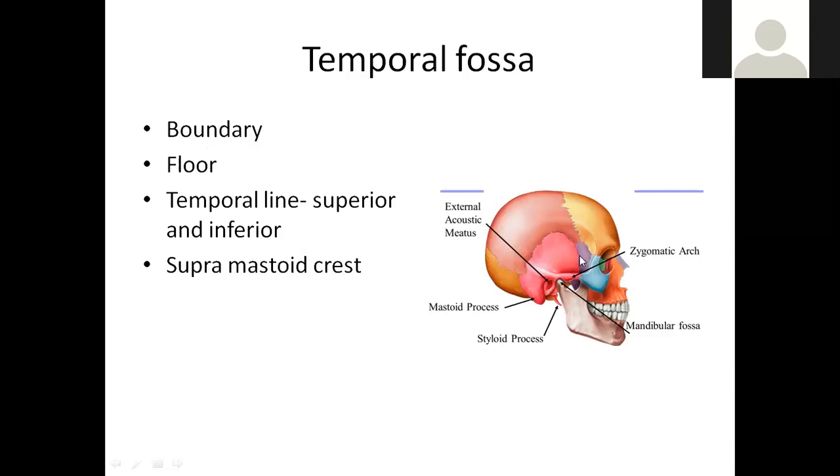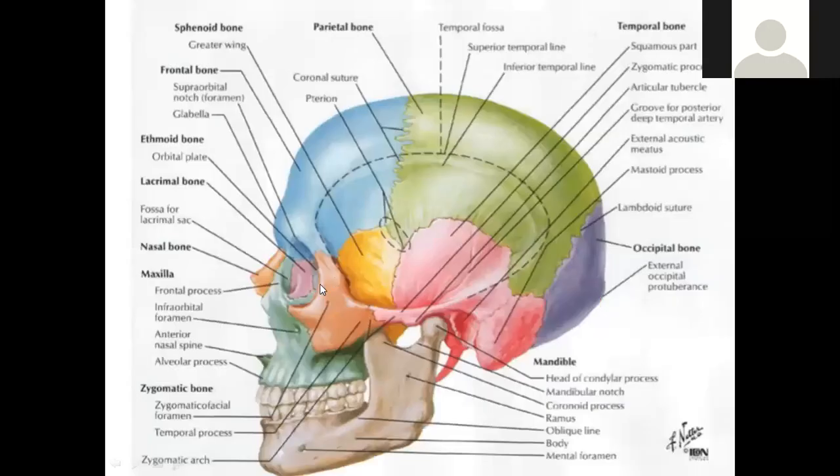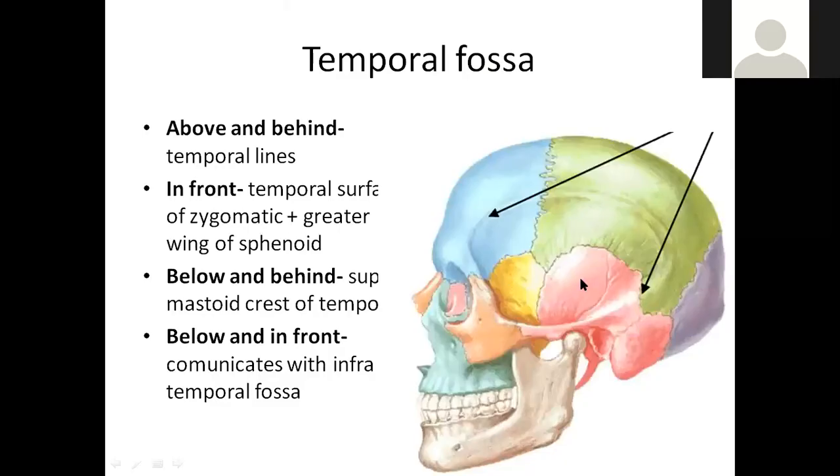So we will see its boundaries, we will see its floor. See, these are the temporal lines, superior and inferior temporal lines. And this is the mastoid process, above which you will see a crest, which is called the supramastoid crest. Everything we will take in detail. Again, you can see pterion, the sphenoidal fontanelle, then the mastoid fontanelle, which is asterion. So this is all temporal fossa, above the zygomatic arch.